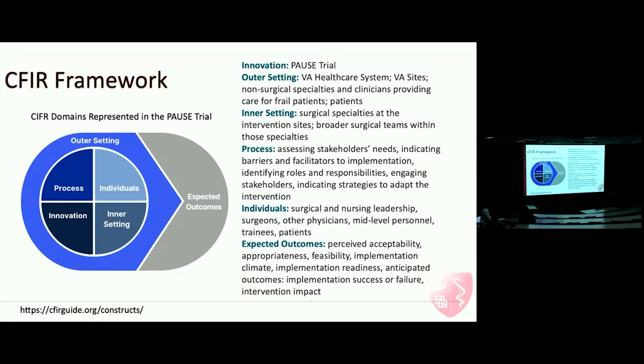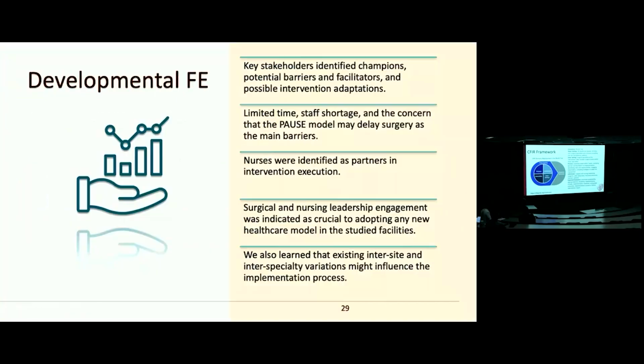communication. Individuals involved, there were lots at multiple levels, whether it's surgical or nursing leadership, mid-level personnel, trainees, patients, and then the expected outcomes, not just the effectiveness outcomes, but also the implementation outcomes, which are fidelity, like how closely was the trial implemented as intended, and what sort of adaptations we had to do.